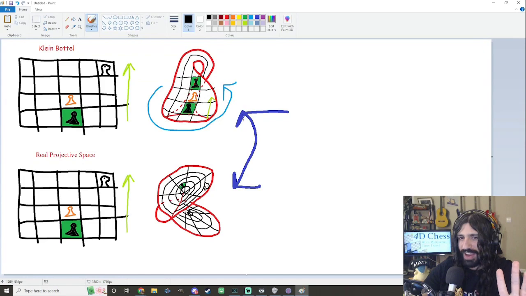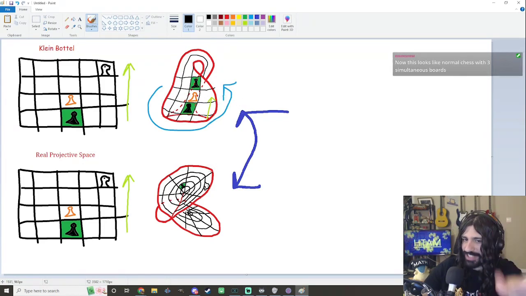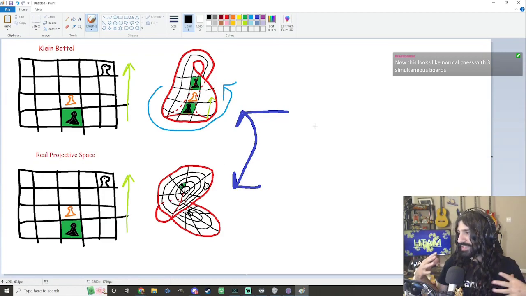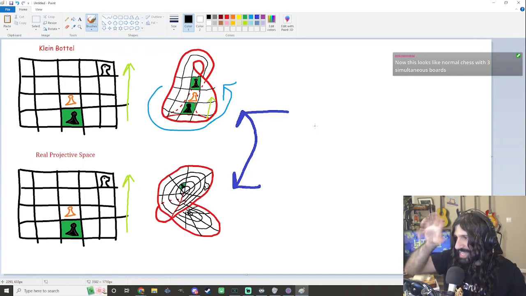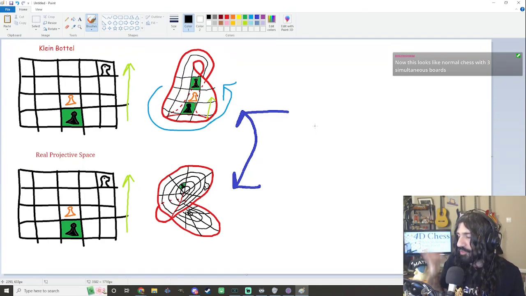chess variant where the connectedness of the chessboard is dynamic, and you can use a move to change the connectedness of the board in a meaningful way.